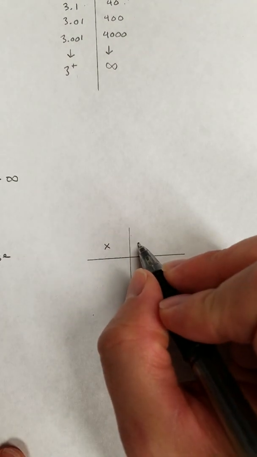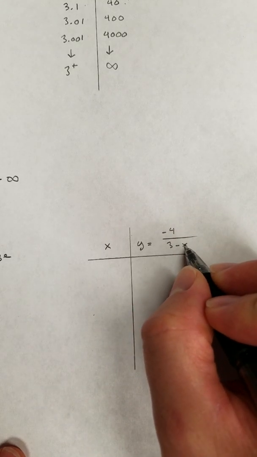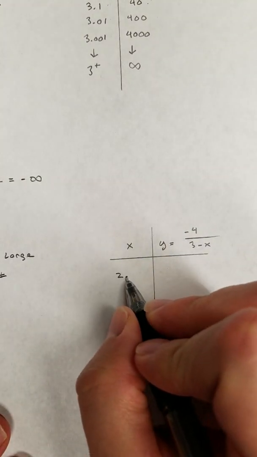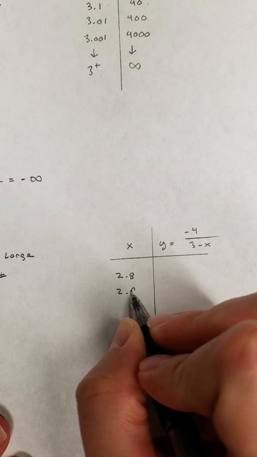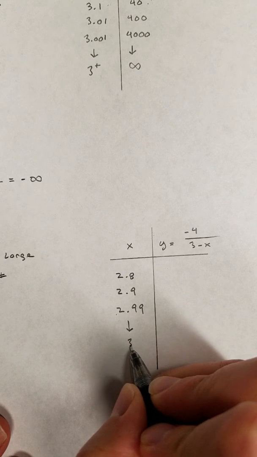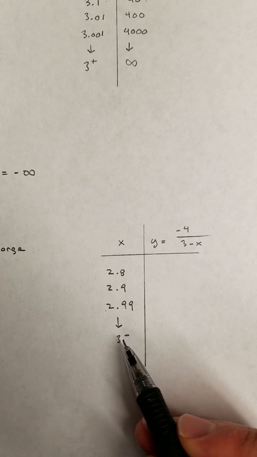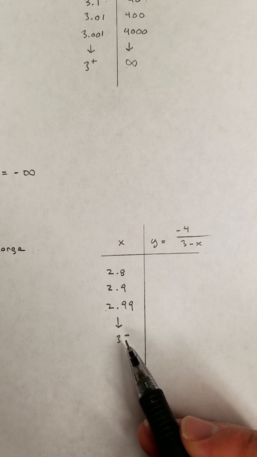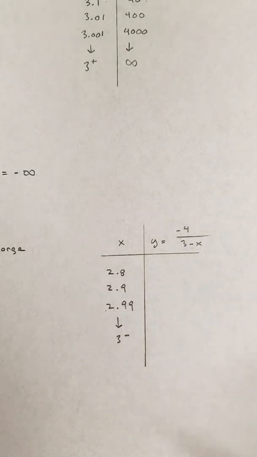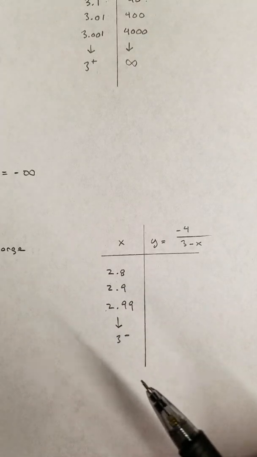Okay, so I got x, I got y, calculated like this. X goes to 3 from the left, okay? That might look like 2.8, 2.9, 2.99. That's definitely going to 3 from the left-hand side. That little negative sign right there doesn't mean negative. It means from the left. Closer and closer and closer to 3 from the left-hand side. On the number line, all of these numbers are to the left of 3. That's what we mean by that.